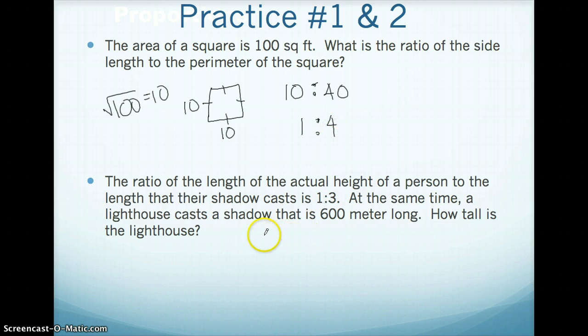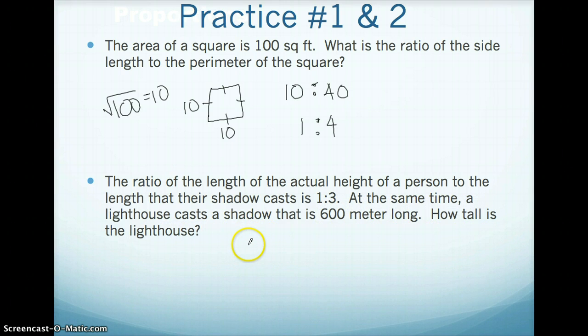Let's try the second one. The ratio of the length of the actual height of a person to the length of their shadow is 1 to 3. At the same time, a lighthouse casts a shadow that is 600 meters long. How tall is the lighthouse?